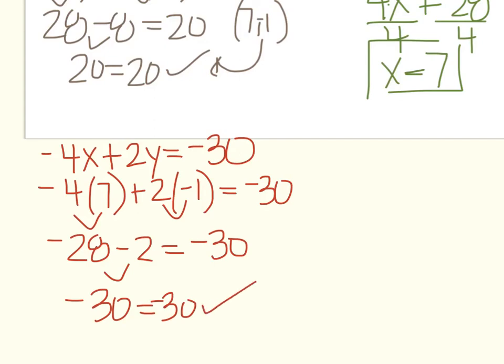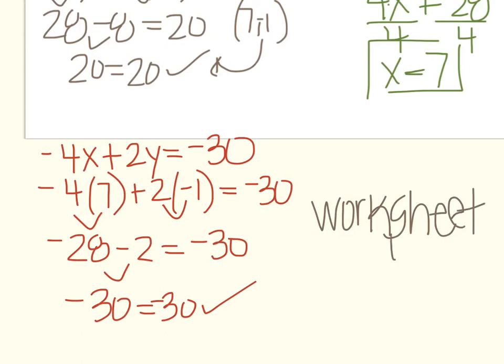So now, in class today, you're going to do a worksheet just like this example, and then you're going to do your exit ticket. After that, you're going to watch another video because then we're going to do elimination, but it's going to be a little different.